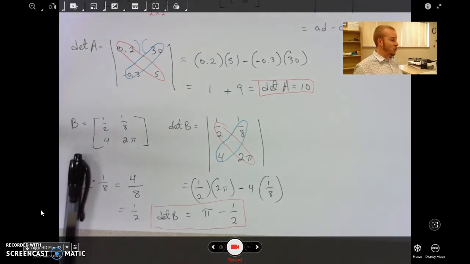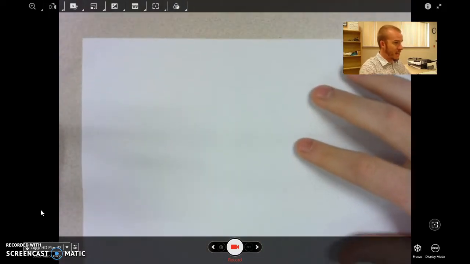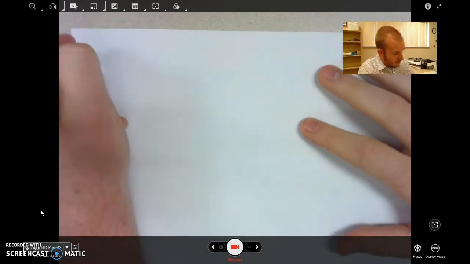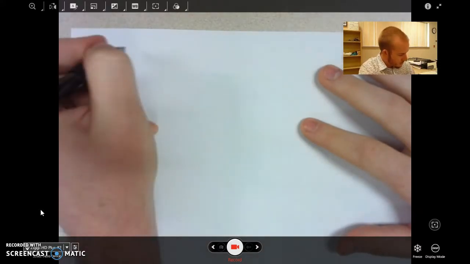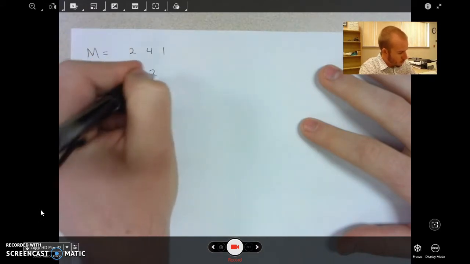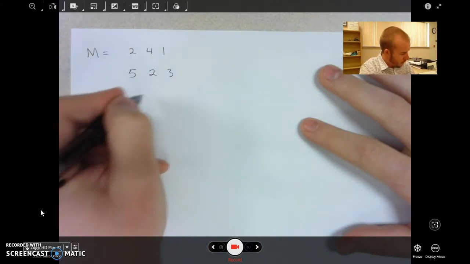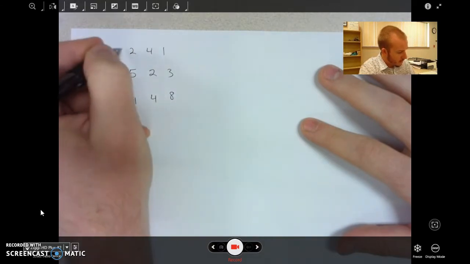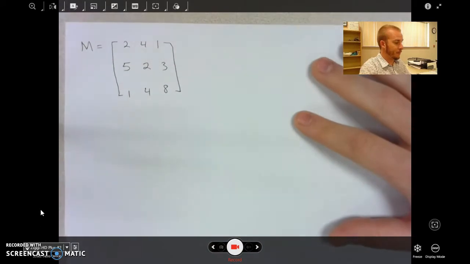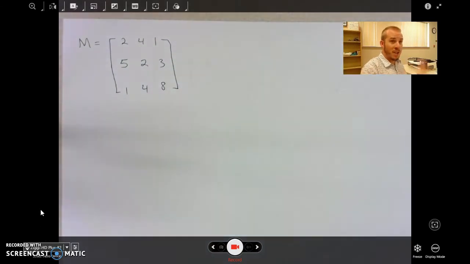Remember, you must have a square matrix in order to find the determinant. Now, what we're going to move into right now is a 3x3 determinant. So let's take the matrix M, 2, 4, 1, 5, 2, 3, 1, 4, 8, and we're going to find its determinant. I'm going to show you two different ways to do this.